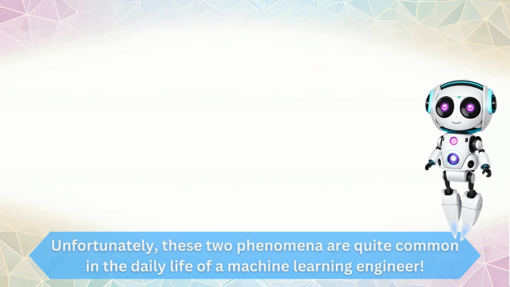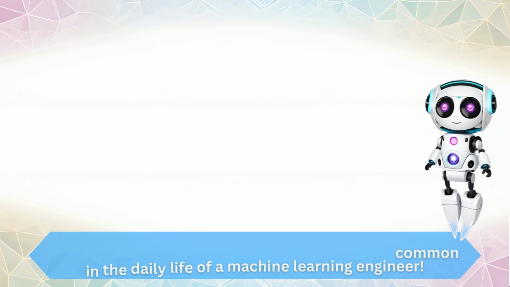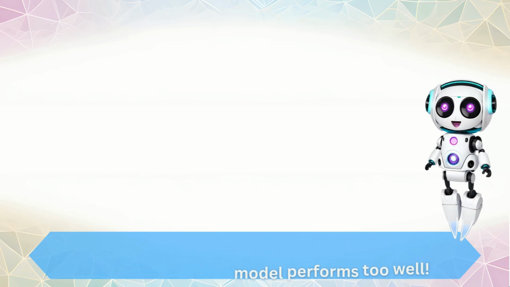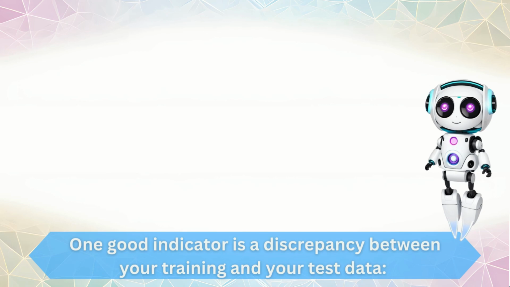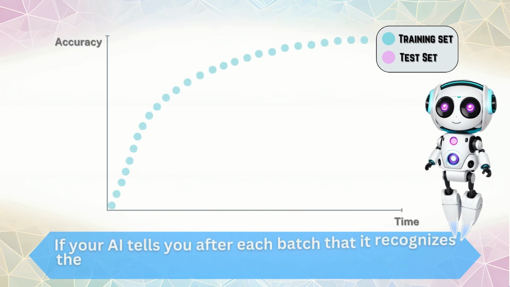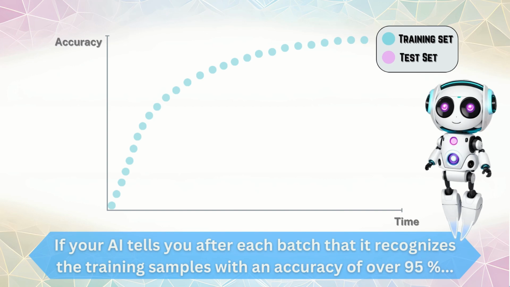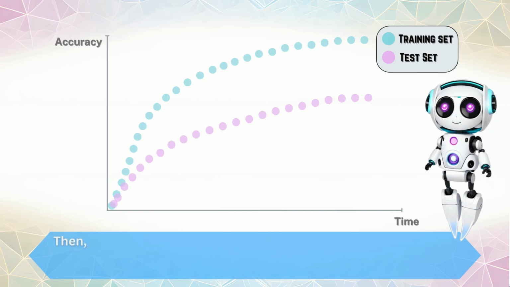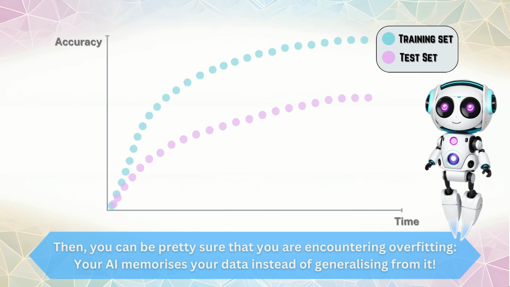Unfortunately, these two phenomena are quite common in the daily life of a machine learning engineer. That is why you should be aware of them and always act cautious if your model performs too well. One good indicator is a discrepancy between your training and your test data. Let's look at a graph where we see the accuracy of our metrics over time. If your AI tells you after each batch that it recognizes the training samples with an accuracy of over 95%, but the accuracy it achieves on the test set stays way below, let's say 70%, then you can be pretty sure that you are encountering overfitting. Your AI memorizes your data instead of generalizing from it.